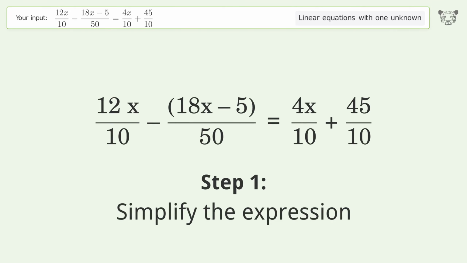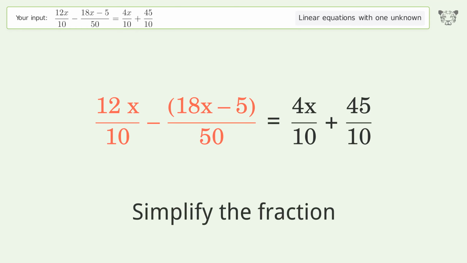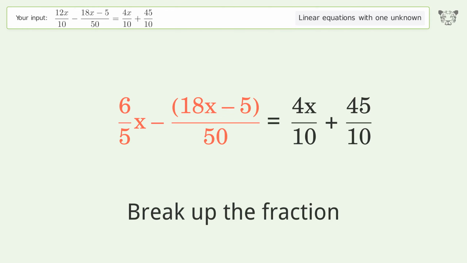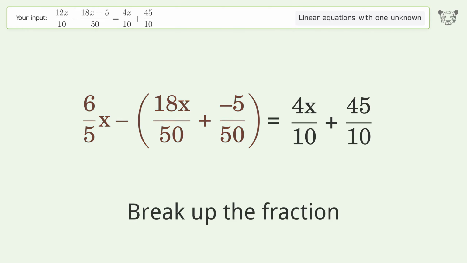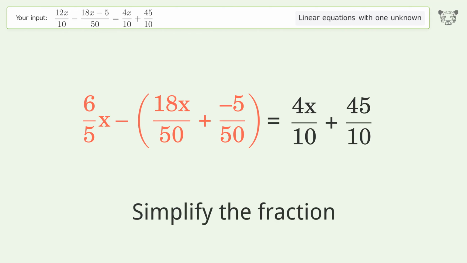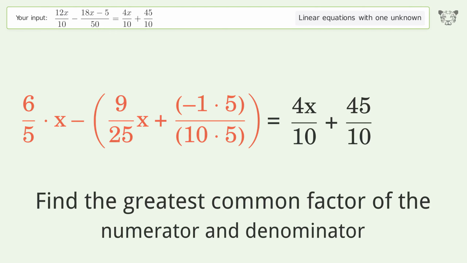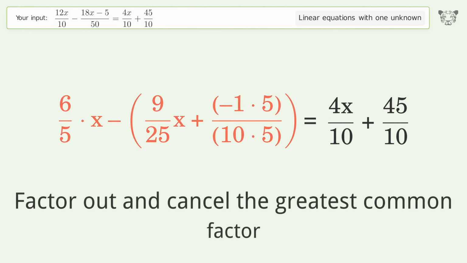Simplify the expression. Simplify the fraction. Break up the fraction. Simplify the fraction. Find the greatest common factor of the numerator and denominator. Factor out and cancel the greatest common factor.